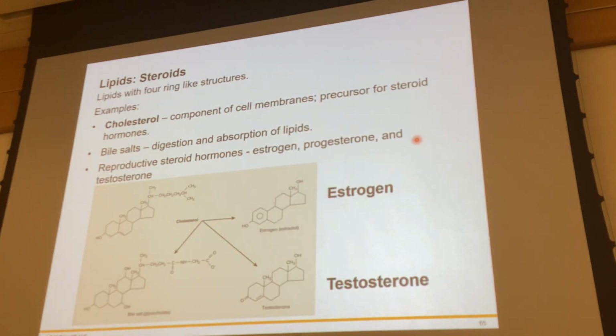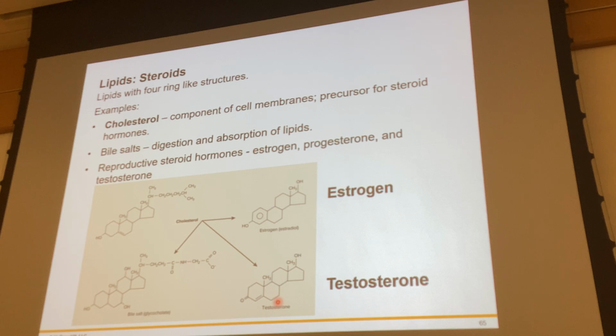I mentioned earlier, or yesterday, there's different types of lipids in our body. Here are 3 examples, or 4 examples. On the upper left-hand corner, we have cholesterol. In the lower right-hand side, you have estrogen and testosterone. I don't think that I asked questions about bile, which is produced in your liver and stored in your gallbladder. But I do ask questions about estrogen and testosterone.